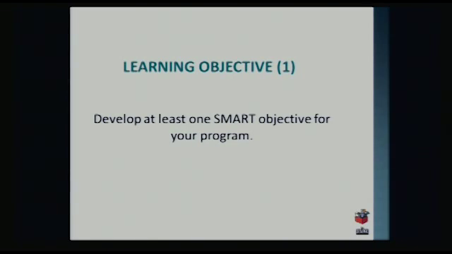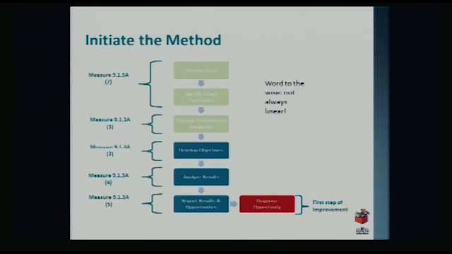So what we're going to talk about is developing objectives and looking at those results. The outcome that we're hoping for is that you're going to be able to write at least one SMART objective for your program walking out today, knowing that you might have to fake the data until you get the data, which is okay. So, word to the wise, not always linear.